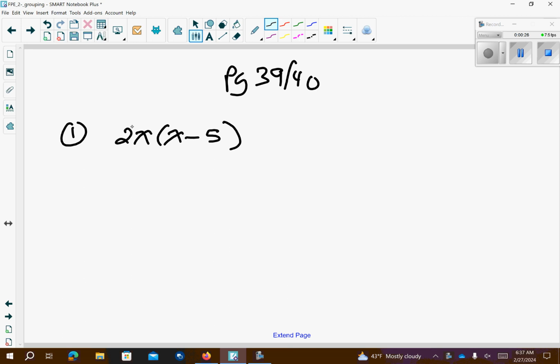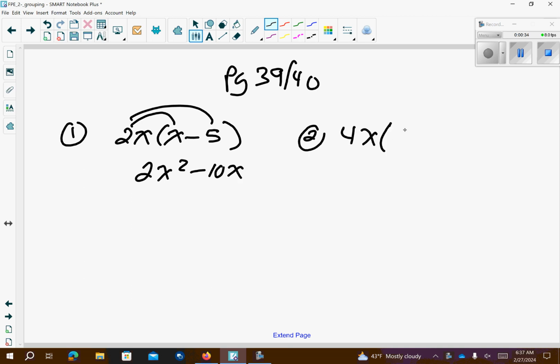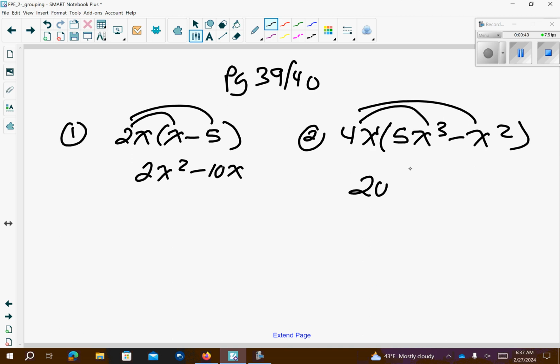So the first problem, we want to just distribute over the parentheses, so we wind up with 2x squared minus 10x. Problem number 2, we're going to go ahead and distribute 4x over the parentheses. So 4 times 5 is 20, x to the first times x to the third is x to the fourth, and then 4 times negative, so I get 4x to the third. Problem number 3 is one of the double distribute ones that we worked with quite a bit.